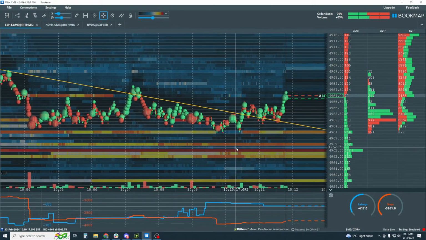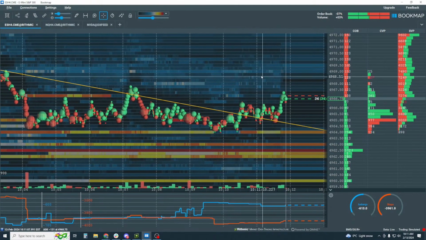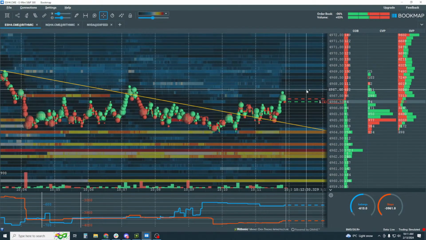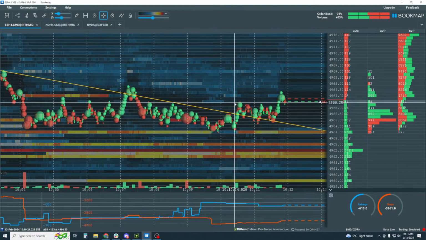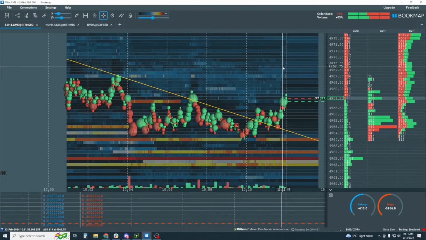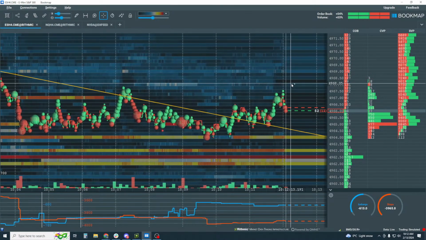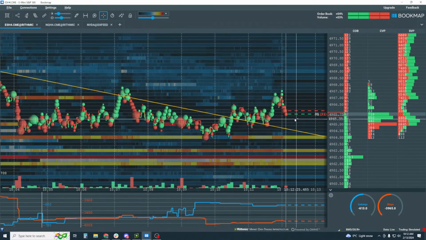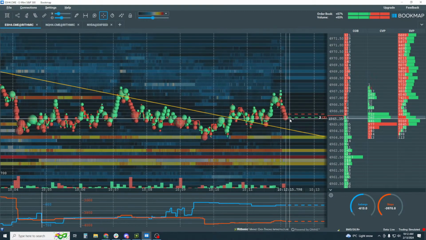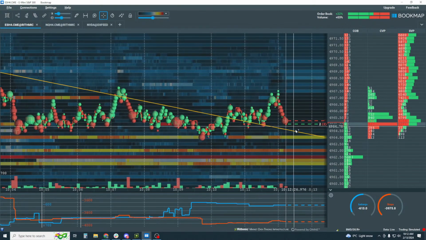All right, that would have been a small scratch for me. But I'm still looking at it. Now we broke this smaller structure in here, but let's see if we come back into the middle of the range here. Okay, looking for sellers below here again. All right, sellers, yep, got it. Let's see them move it now.